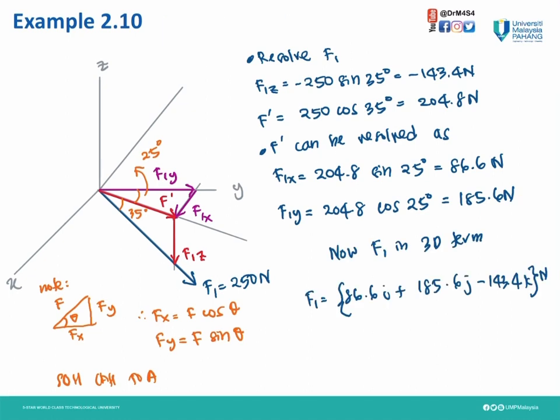Then we need to write our F1 in 3D terms, I, J, and K. For I it is 86.6, and for J it is 185.6. Then for K it is negative 143.4. So we write that in 3D terms.